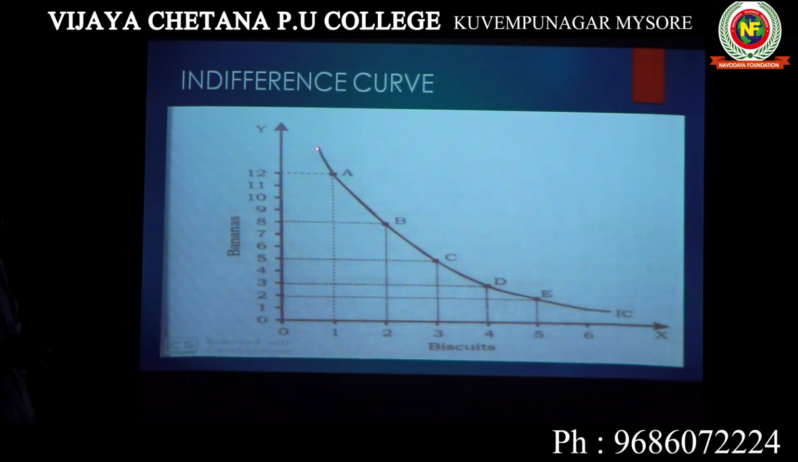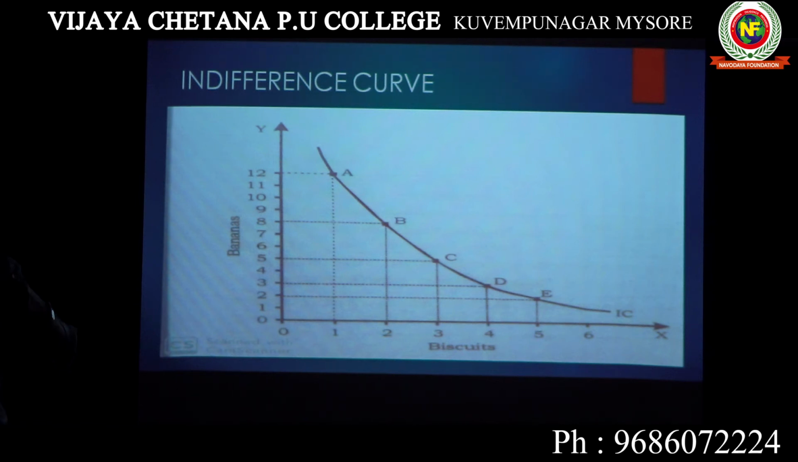Convex means this shape, this is convex. If it bends the other way, it is concave. But for one mark, this will be asked in the examination. Why is the indifference curve convex to origin? This is the origin. Why is it convex to origin? Because MRS is decreasing.